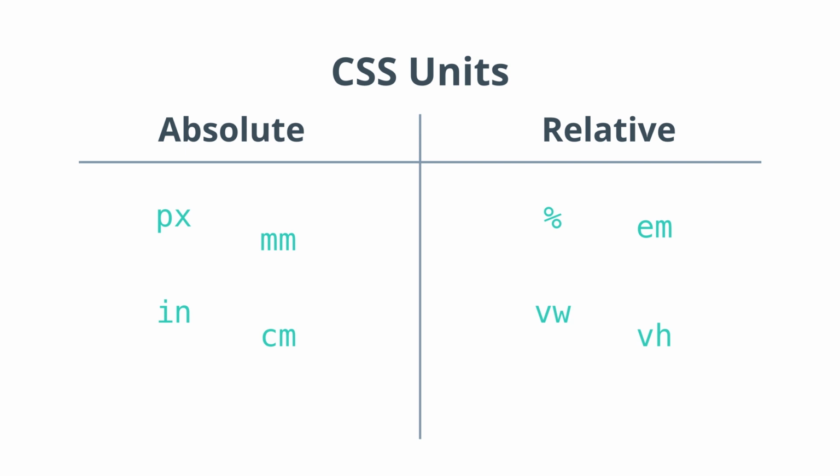Percentages are the most common relative unit, but you won't be using them for a few lessons. You'll use relative units more when you start learning about responsive design. We'll stick with pixels for now. For a full list of units, refer to one of the CSS references in the text below.